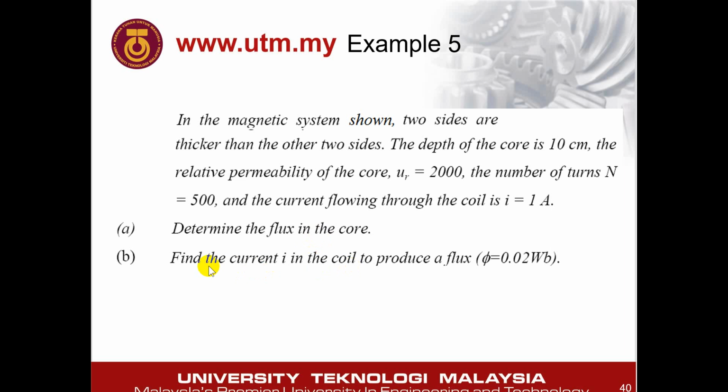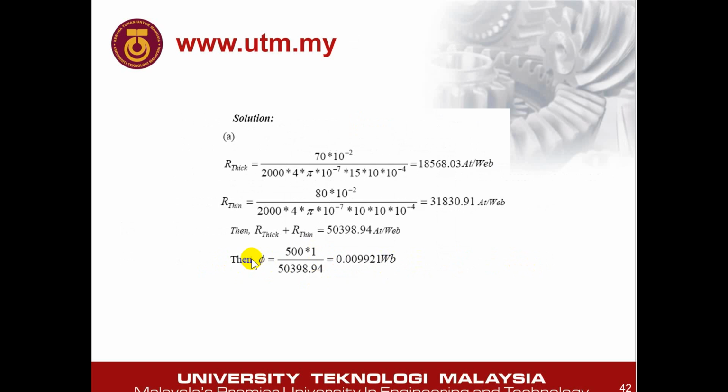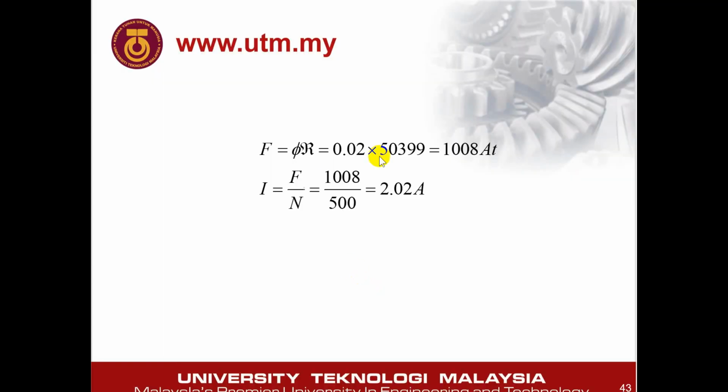For the second question, find the current in the coil to produce a flux of 0.02 Weber. For this case, just use the same formula, flux equals F divided by the reluctance. The flux is already given. The reluctance, you use the same one, to get F. Then after you get F, you can get the current. The number of turns is the same, which is 500. You get the current. That's it.